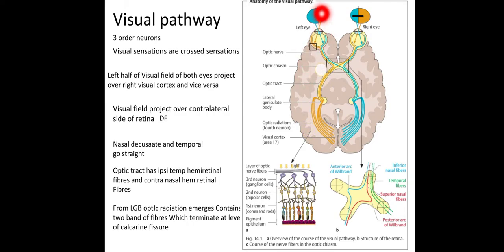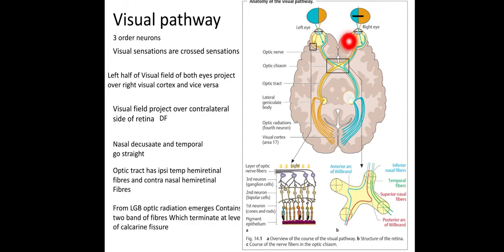Now we'll come to the projection of the visual field over the retina. The left half of the visual field will project at the nasal half of the retina of the left eye, and the right half of the visual field of the left eye will project over the temporal half of the retina of the left eye. The left half of the visual field of the right eye will project over the temporal half of the retina of the right eye, and the right half of the visual field of the right eye will project over the nasal half of the retina of the right eye.